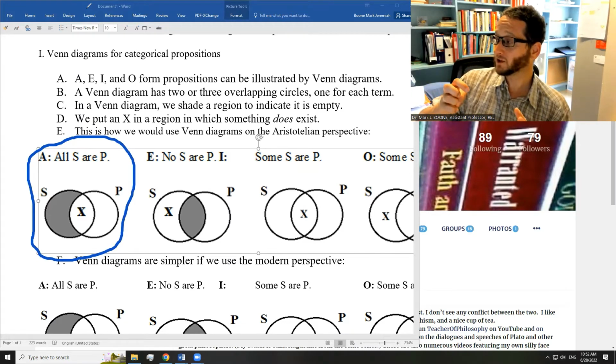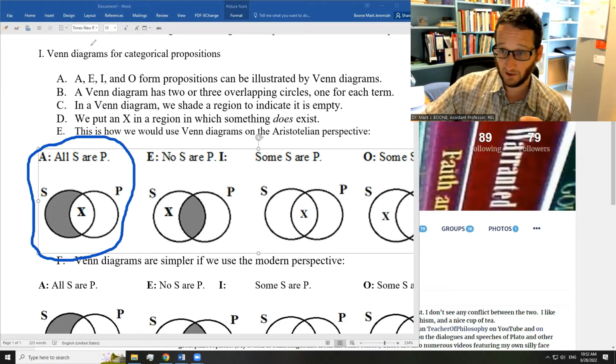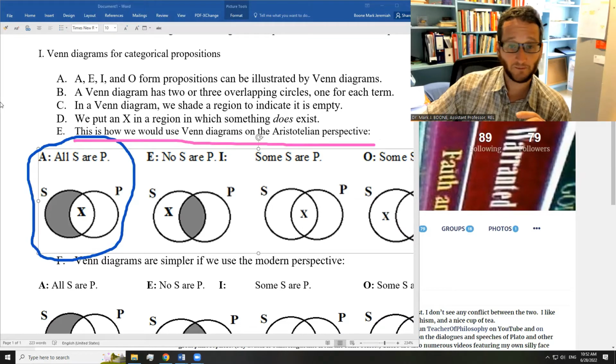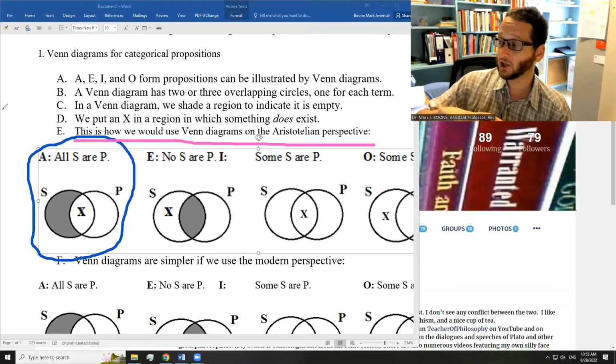And then you also, since on the Aristotelian perspective, and since that's what we're talking about here, this is how we would do Venn diagrams for the Aristotelian perspective, you put an X in the middle region. All guinea pigs are mammals means if anything's a guinea pig, then it is a mammal, and some guinea pigs exist. Therefore, there's got to be an X marking the spot where guinea pig mammals exist, and shading indicating the region that are not guinea pigs at all.